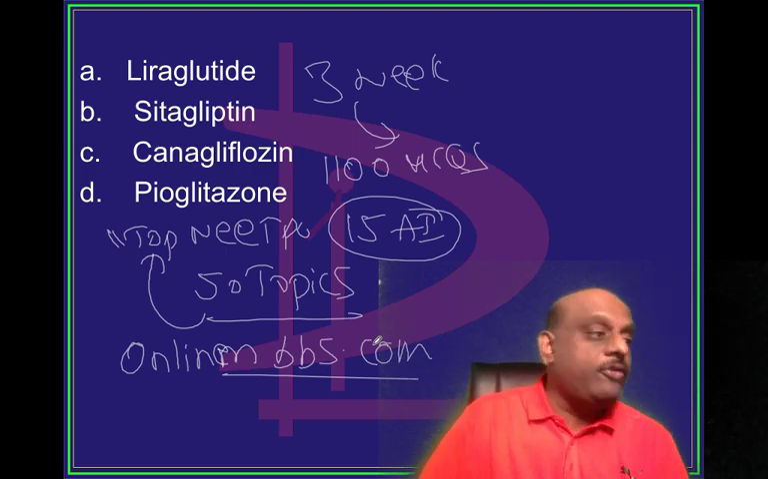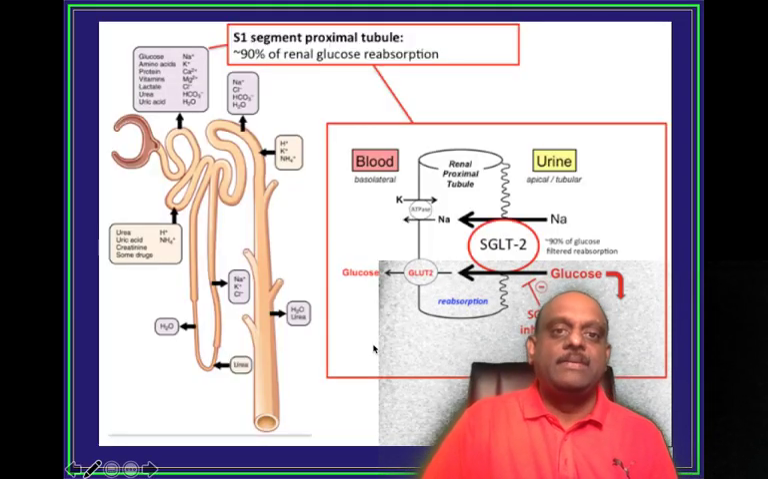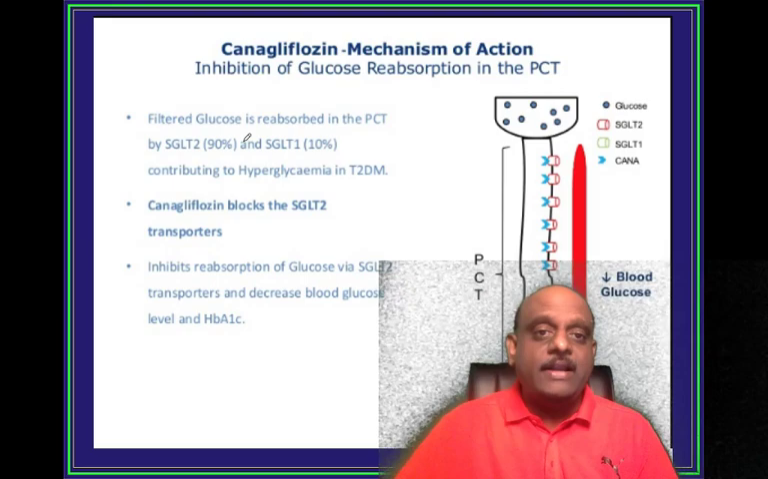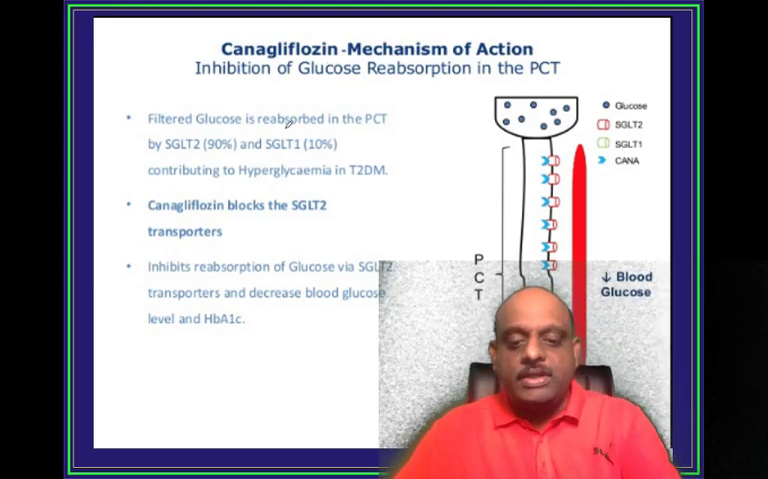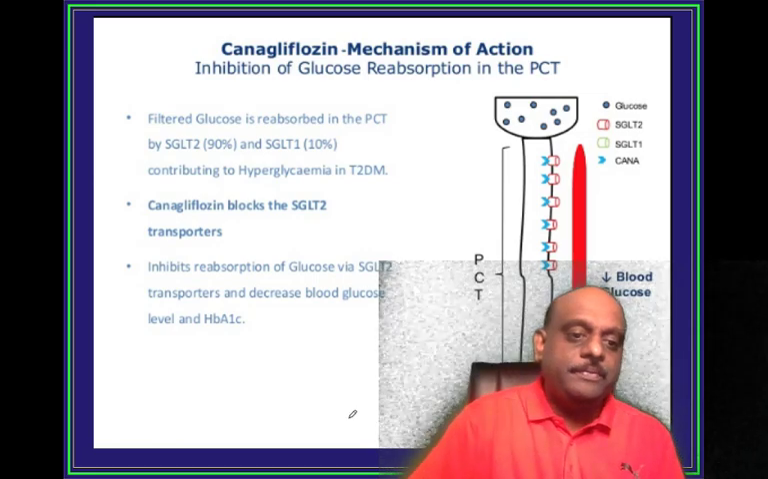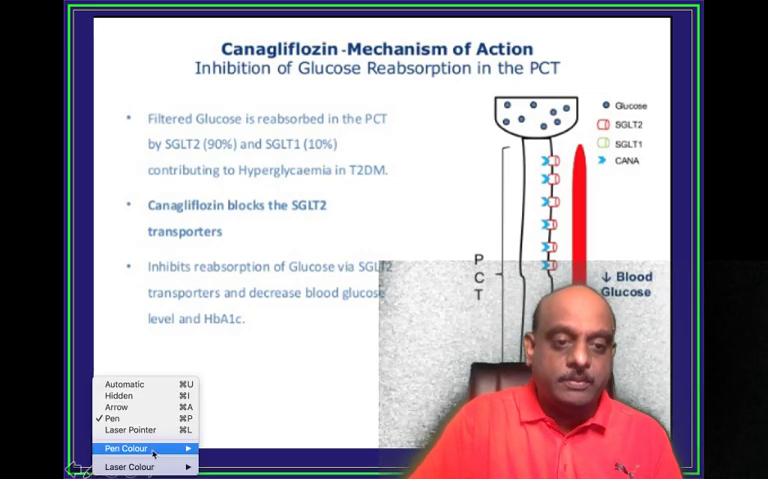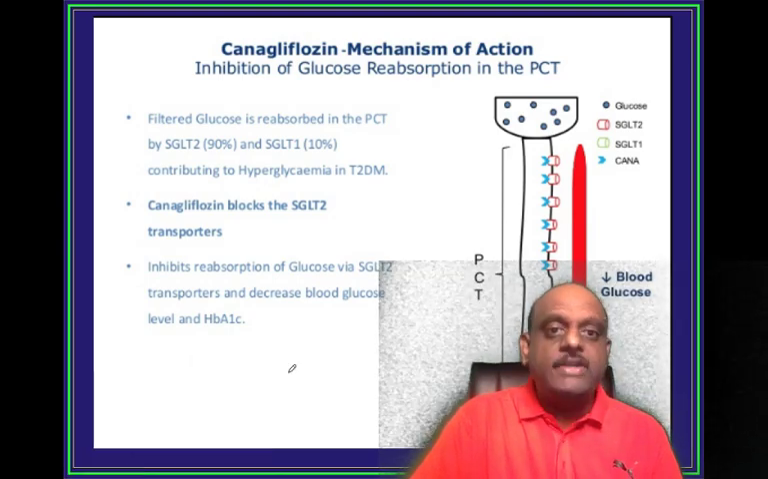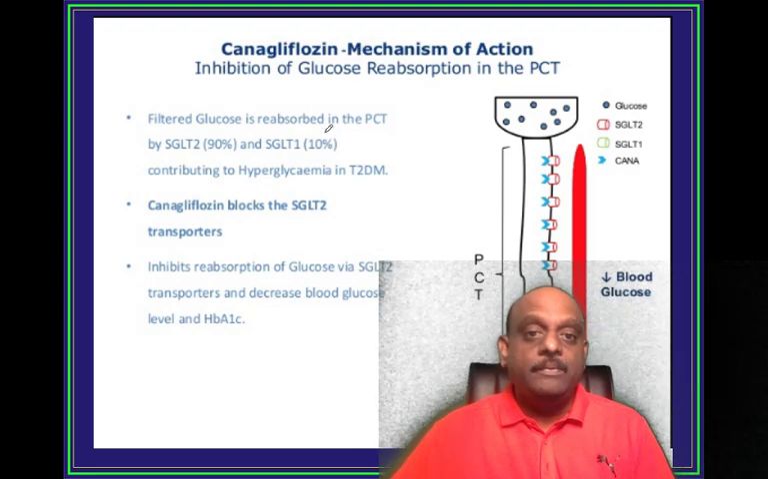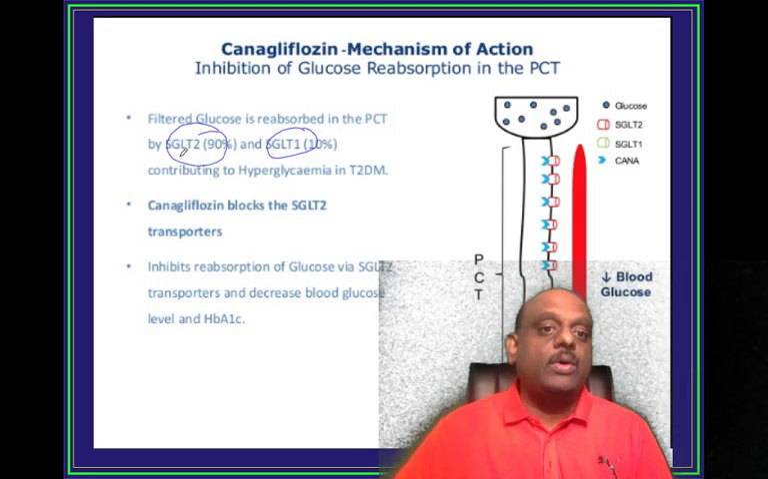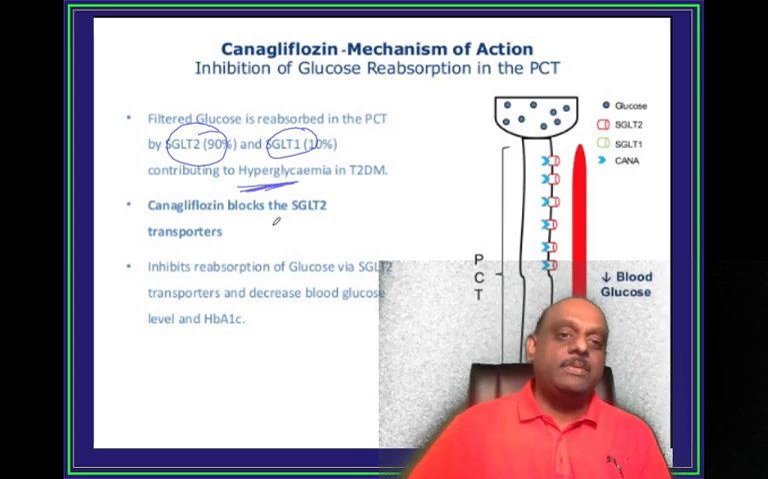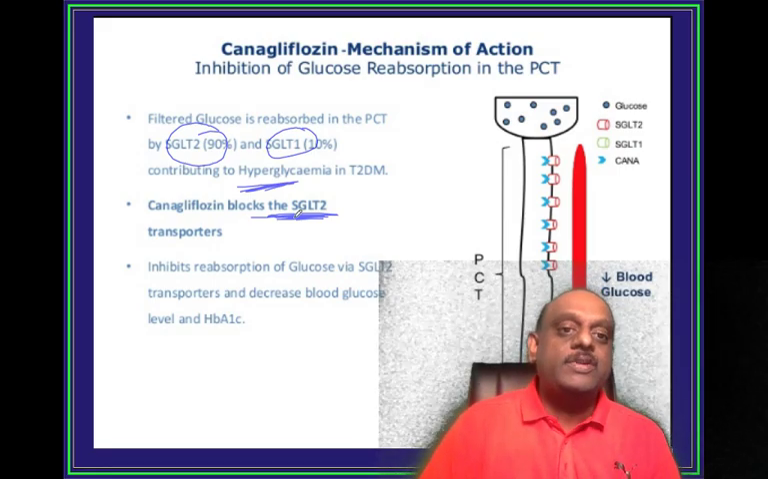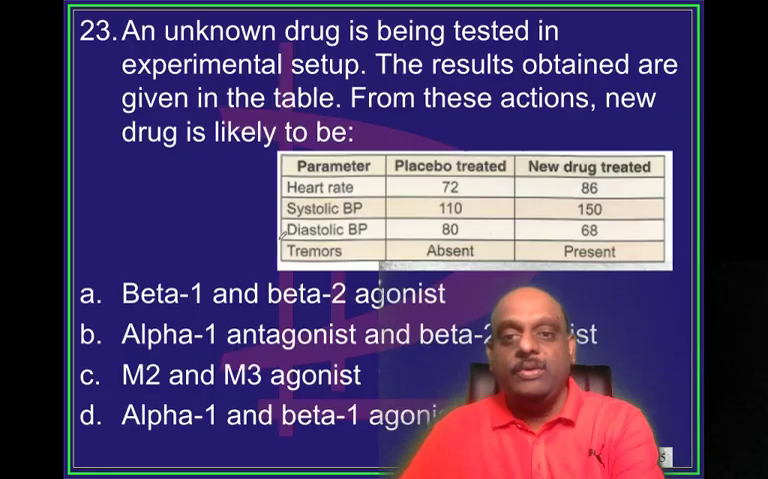So it is canagliflozin. Most of you are absolutely right. Canagliflozin is the one you need to remember. How does canagliflozin work? The filtered glucose is reabsorbed in the proximal convoluted tubule. SGLT1 and SGLT2 are the ones responsible. Canagliflozin blocks the SGLT2 transporters. Canagliflozin is what you have to remember.